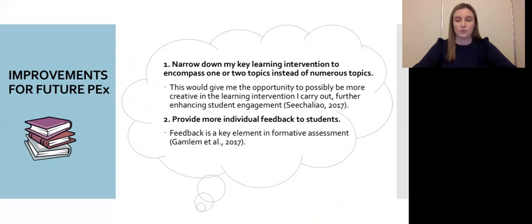By focusing on 1 or 2 shapes, this will give me the opportunity to possibly be more creative in the learning intervention I carry out, further enhancing students' engagement.